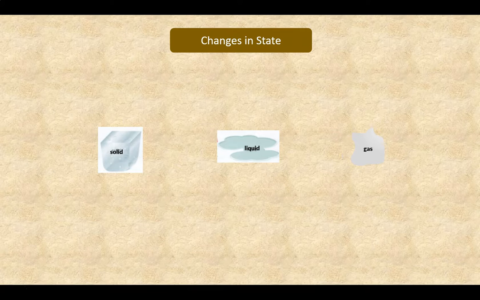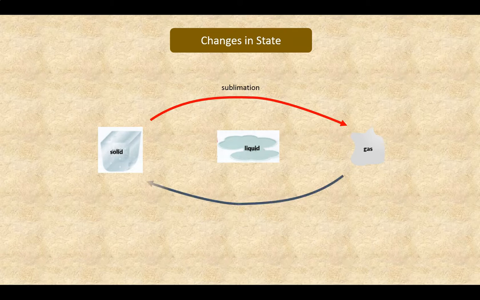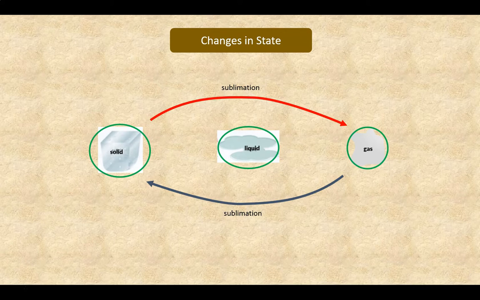The final 2 changes are called sublimation. So solid to gas is sublimation, and gas to solid is also sublimation. Now, before I give examples, I want to note that most often water is used to describe these changes in state. This looks like water as ice. This is water as liquid and water as a gas. But other substances also undergo these changes, and I'll show this a bit later.